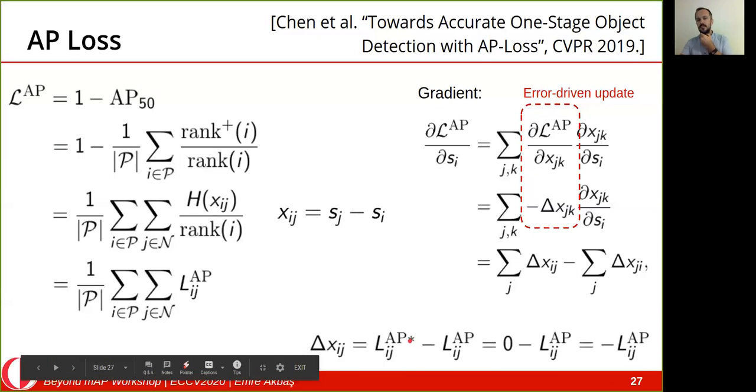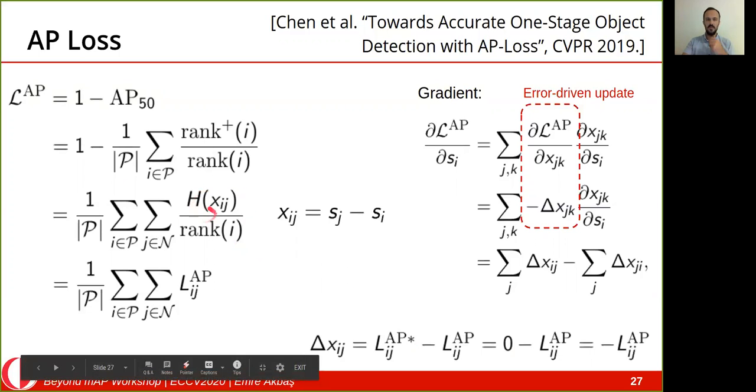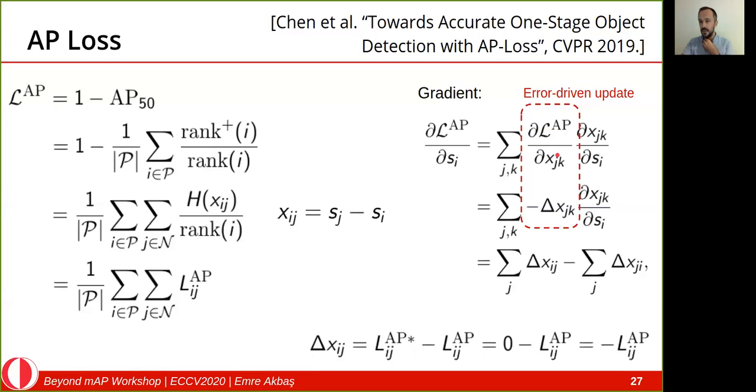And the target desired value here is 0, because when the ith and the jth examples are ranked appropriately, then you don't have an error. That's why you have 0 there, because this will be 0. And 0 minus Lij AP gives you minus Lij AP. Once you replace this gradient with the error-driven update, then the rest is a very simple expression, and the rest is just gradient descent.